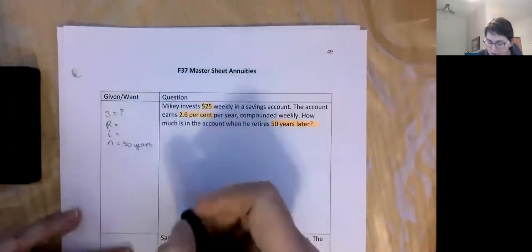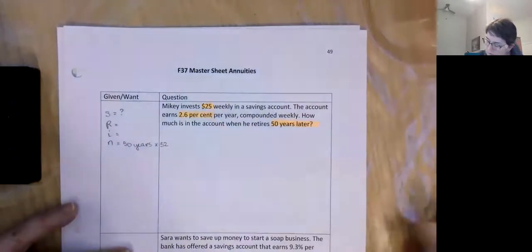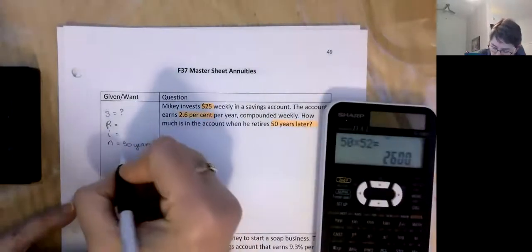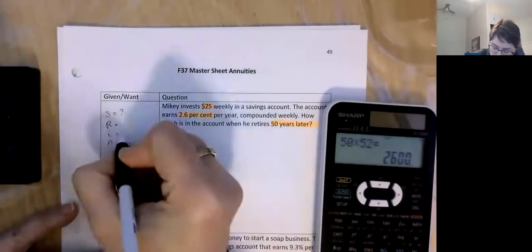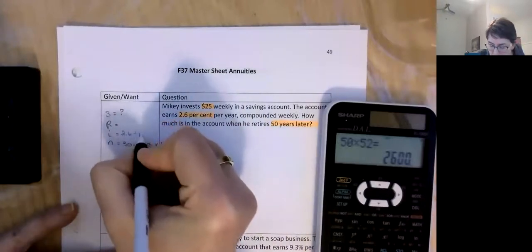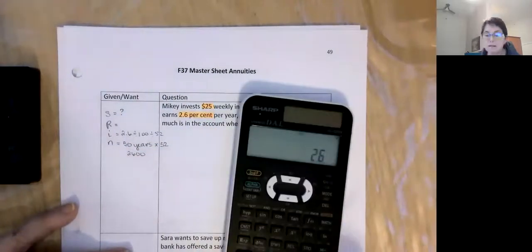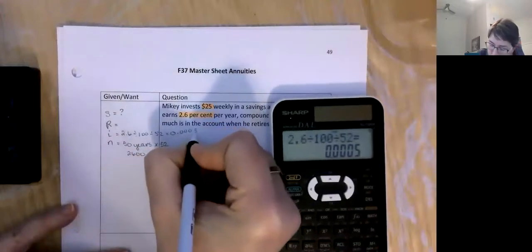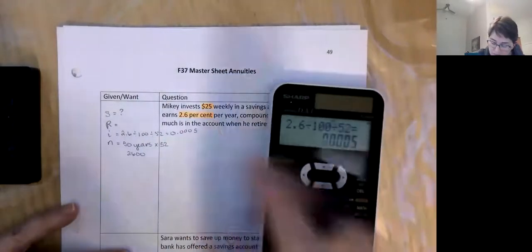I'm just going to do all my work over here. 50 years times weekly, 52. 50 times 52, 2,600 payments. Now my interest is 2.6 divided by 100 divided by 52, which is 0.0005. I can tell right now I've got to pay attention and make sure I get 3 zeros all the time. And my regular payment is $25.